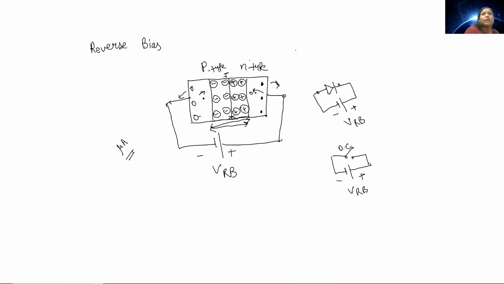This can also be called open circuited, and the previous case was called short circuited. So ideally there is no flow of current in case of reverse bias. I equal to 0, resistance is maximum, depletion width increases, and the device behaves as an off switch. So this is the comparison of behavior, the study of a PN junction under forward and reverse bias conditions.